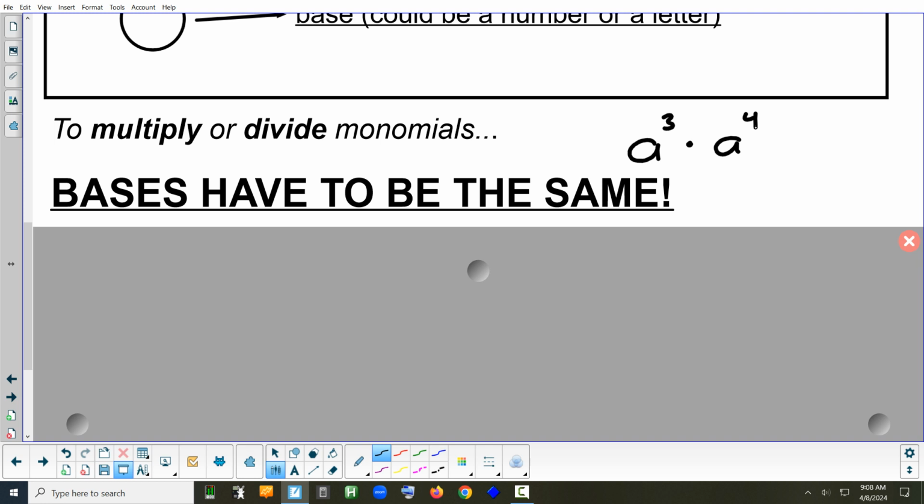Now, somebody give me another base. 3? Let's stick with letters, even though the base could be a number. Z. Yeah, let's just stick with letters. So let's say a to the fourth times z to the fifth. Those cannot be combined together. It's like these are not like terms. In order to combine them, the bases have to be the same. So any question on what I mean by the bases being the same?